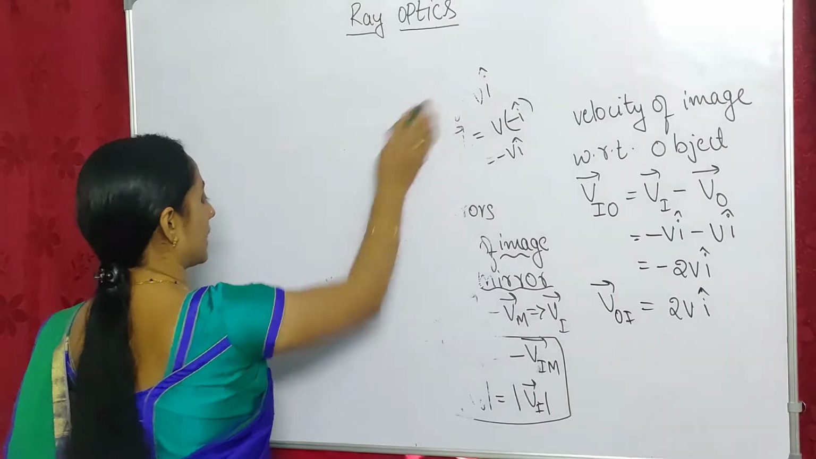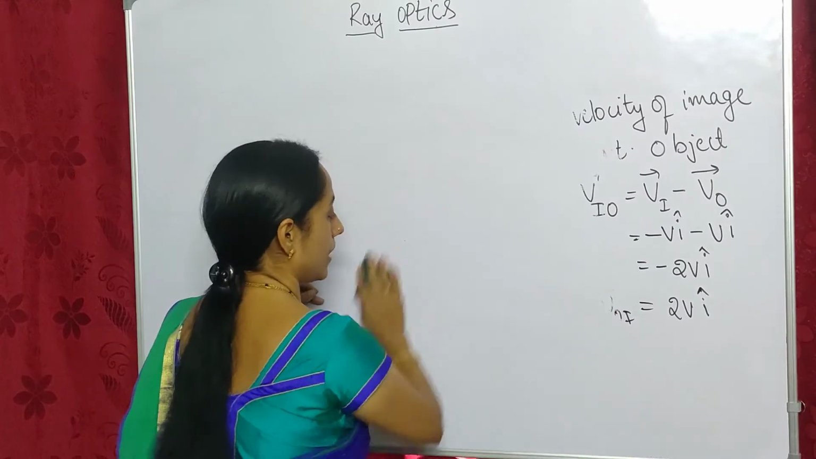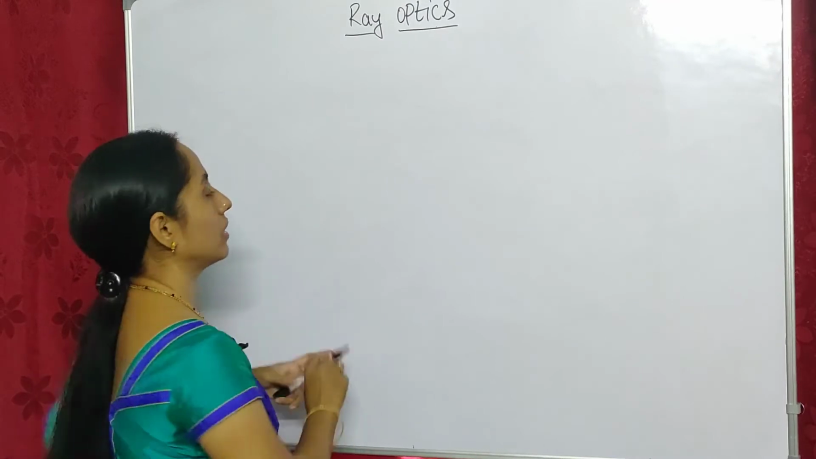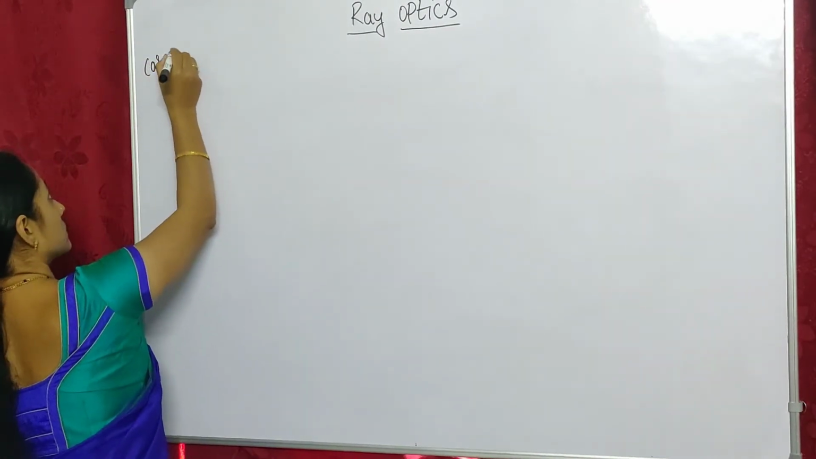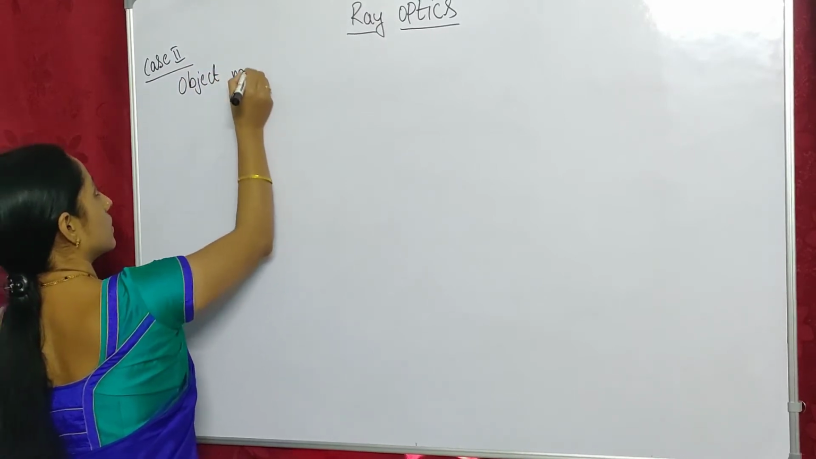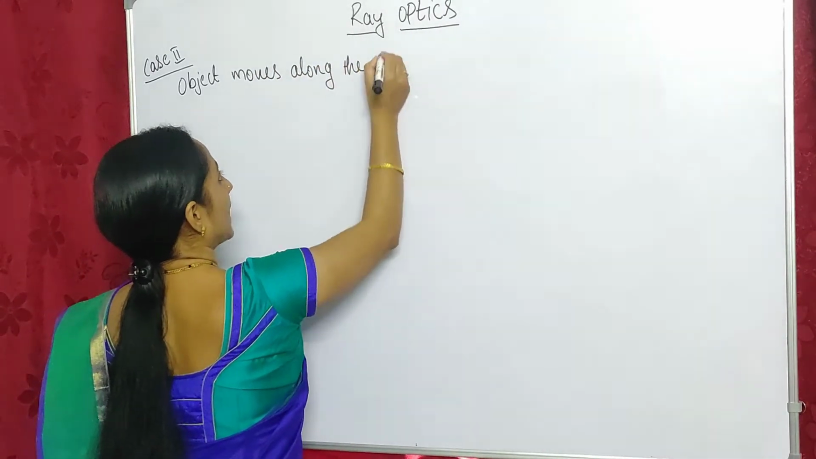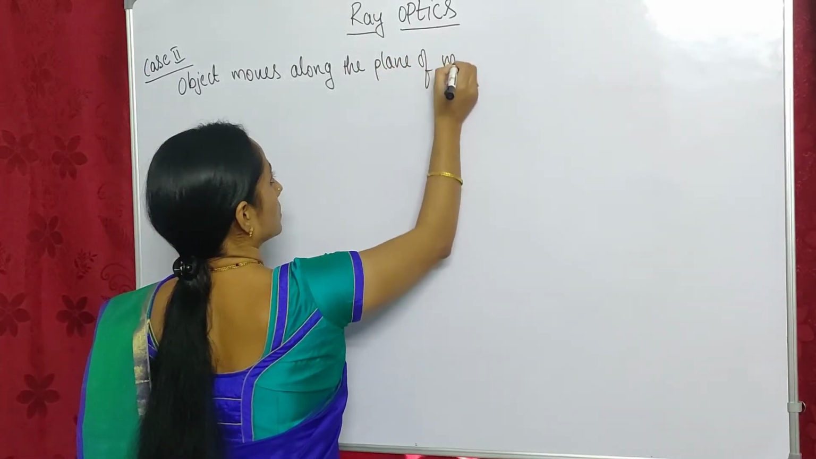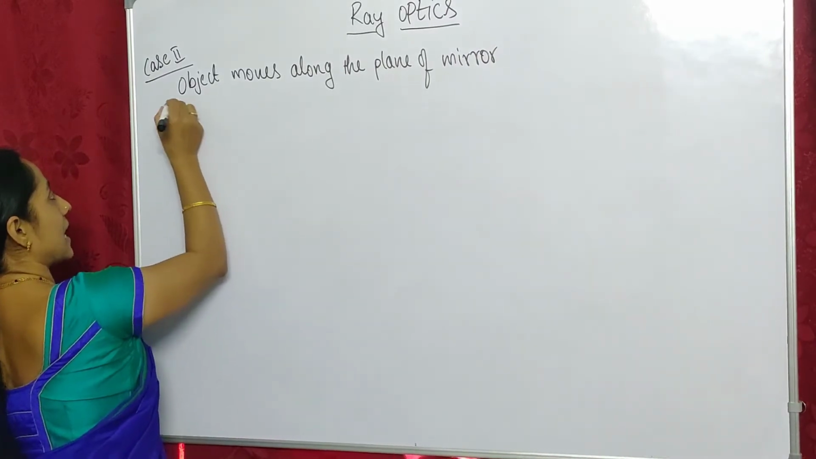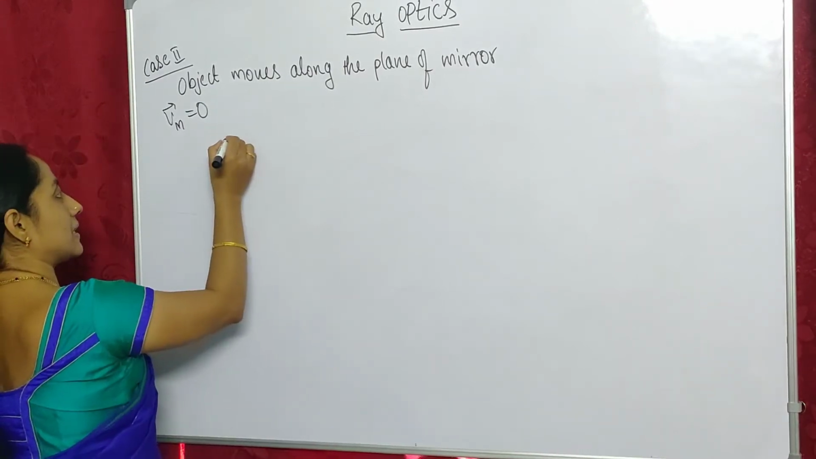In case 2, we change the direction of motion of the object. In case 1, we considered the object moving perpendicular to the mirror. Now in case 2, the object moves along the plane of the mirror. Again I am considering the mirror at rest, even in this case. So let us see the example here.